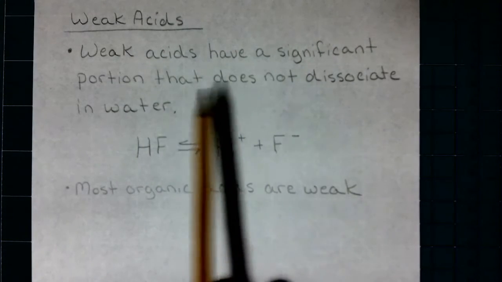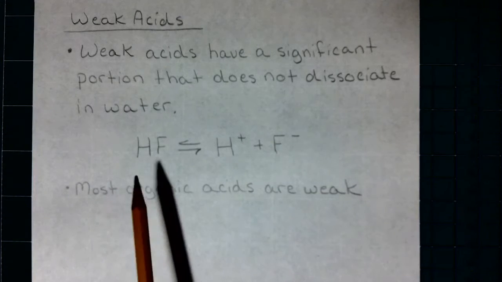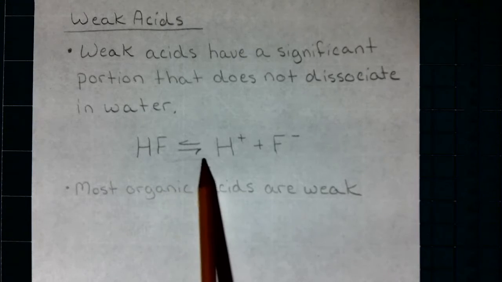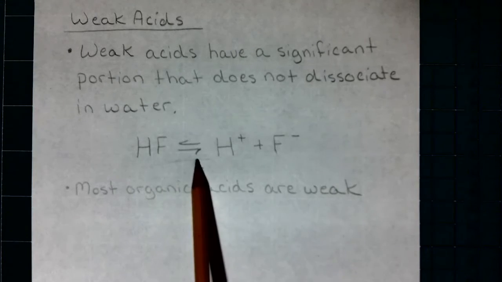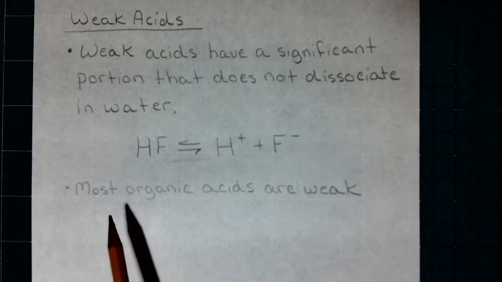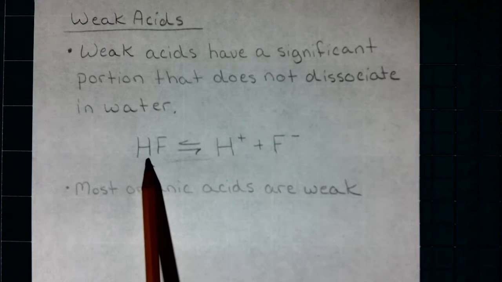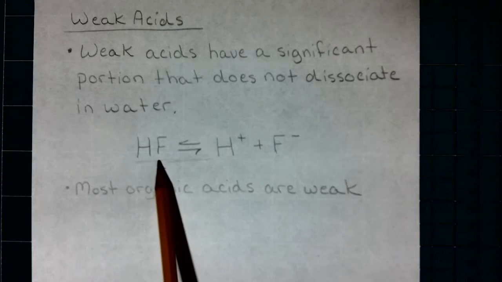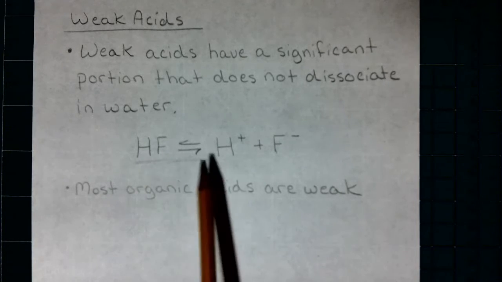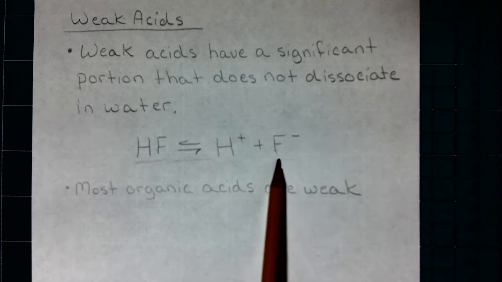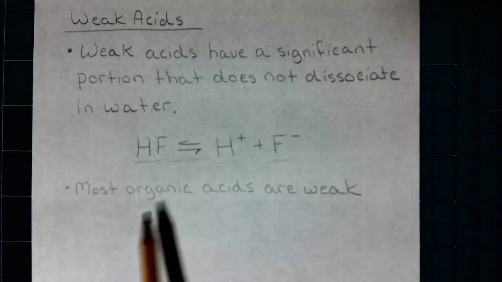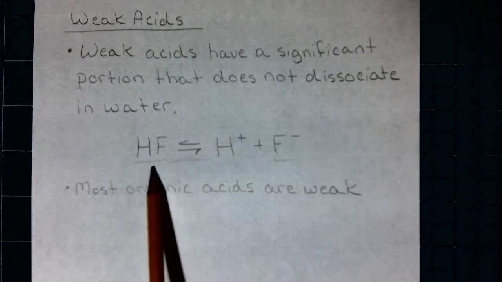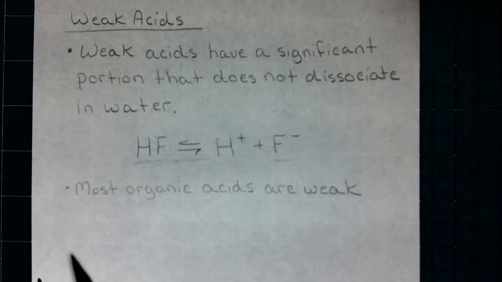Weak acids, however, have a significant portion that does not dissociate in water. We usually write this with this kind of back and forth arrow right here that indicates that we're having an equilibrium between these two states. And we're also going to have a unit where we talk about equilibrium as well in the future. But what this means is that a significant portion will remain as hydrofluoric acid bound together and will not dissociate out into a proton and free F- here. And it's important to note that most organic acids are weak acids. You're still going to have a significant portion that does not dissociate when we put it in water.